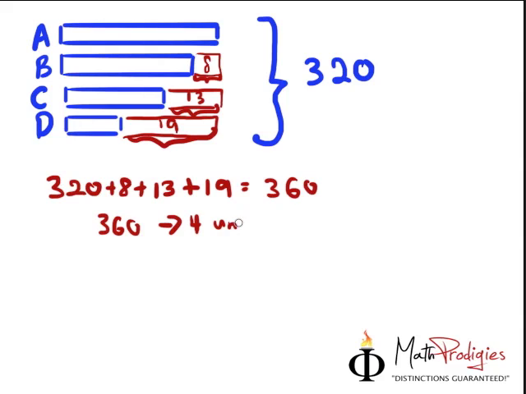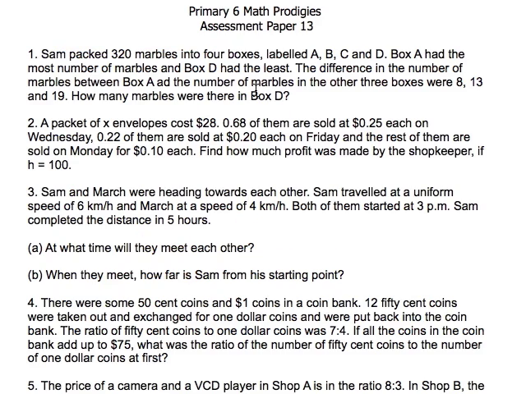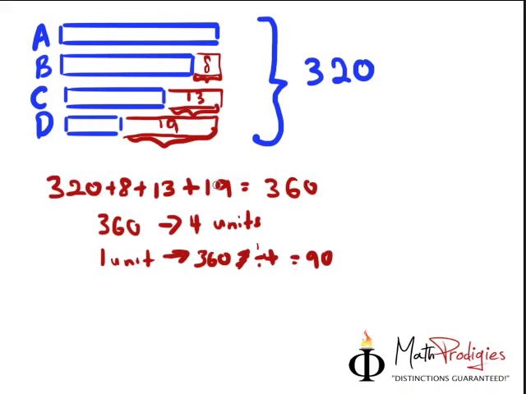So therefore, all I have to do is find out what is A, which is 1 unit. Therefore, 1 unit is 360 divided by 4, which will give me 90. So 1 unit is 90. My question is to find out how many marbles were there in box D. Since one of these long units is 90, box D is simply 90 minus 19, which will give you 71. And that is the answer. You see, it becomes very simple when you know the model.